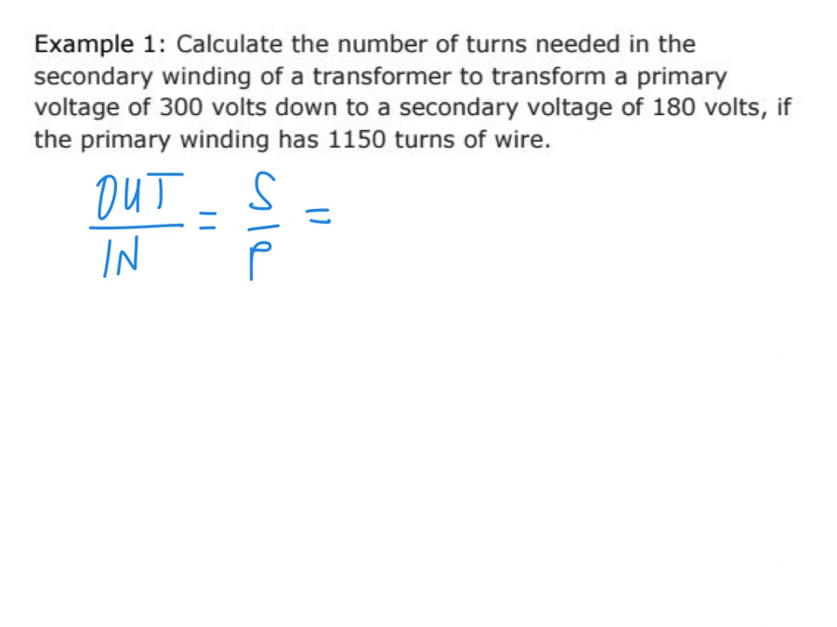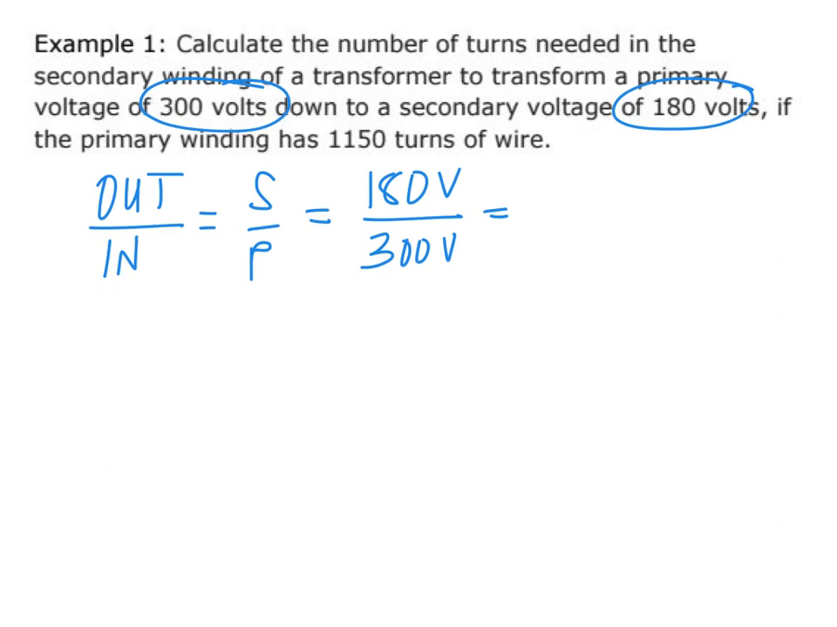So the primary voltage is 300 volts. So I'll put that on the bottom of my fraction. That's the input. And the secondary voltage is 180. That's what we're bringing out. So this is a step down transformer.